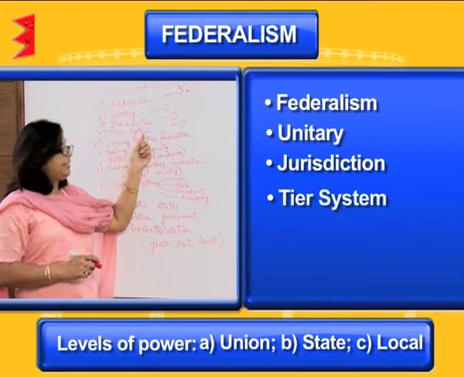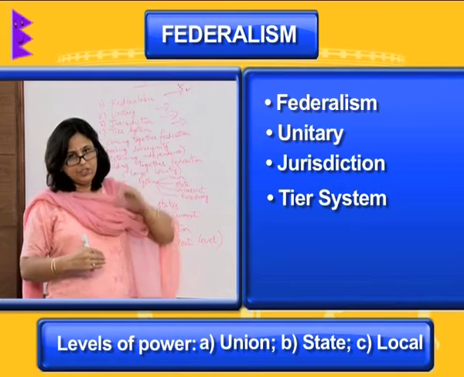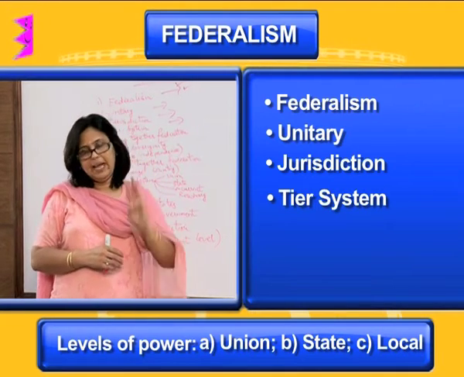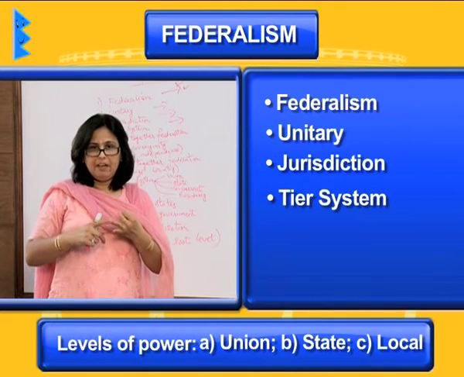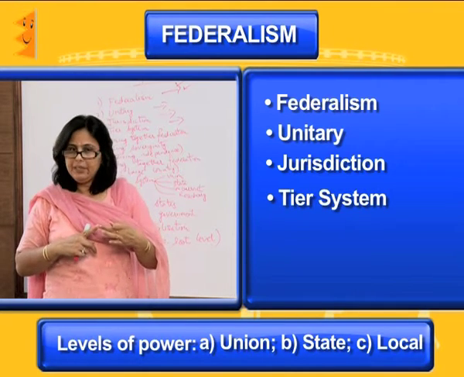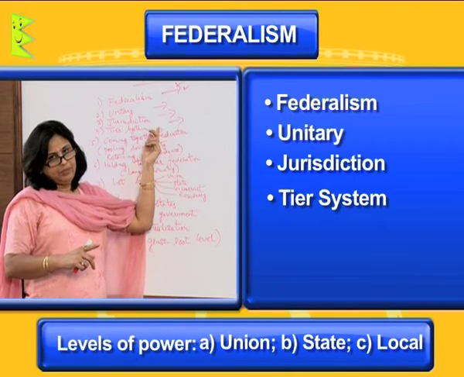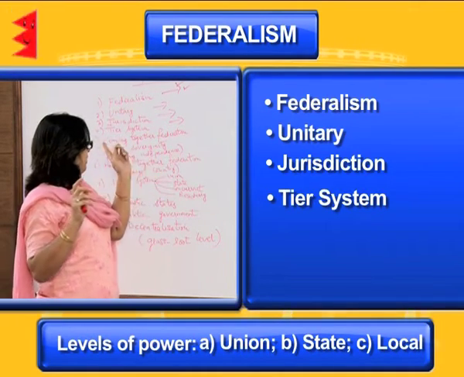Next is the tier system. As the word suggests, tier means the division. For example, in India, we have the three-tier system. That is the union government, state government, and then we have the local government, the Panchayati Raj. So, that is the tier system, India having a three-tier system of government.